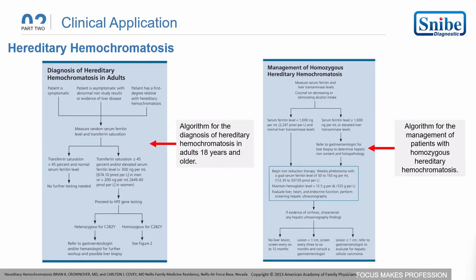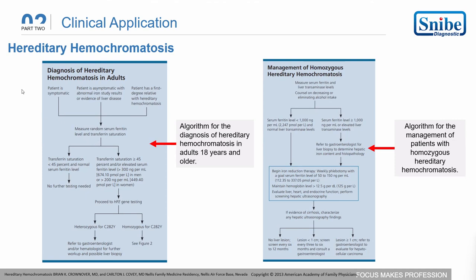So, according to this algorithm for the management of patients with homozygous hereditary hemochromatosis, it shows that this applies to an adult aged 18 and older. This is very detailed. If the patient is symptomatic, or asymptomatic, or a first degree relative with hereditary hemochromatosis, they can go for measuring serum ferritin levels and transferrin saturation.